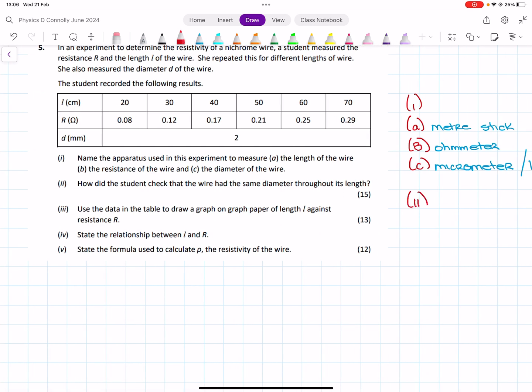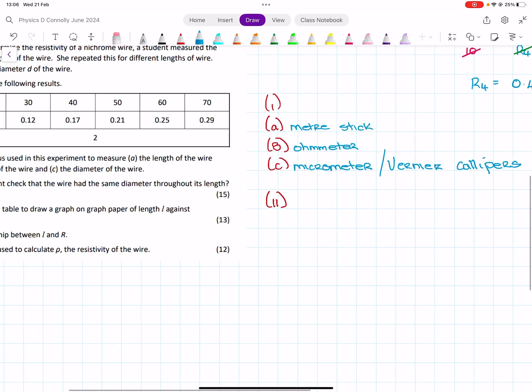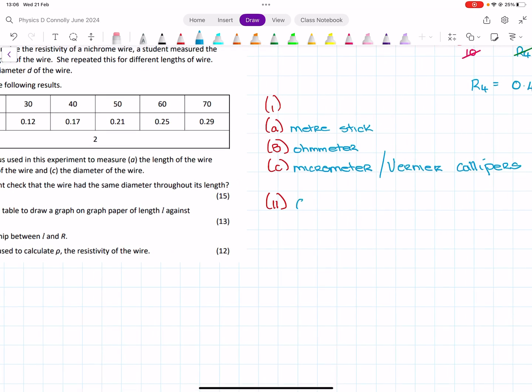Part 2. How did the student check that the wire had the same diameter throughout its length? Measure the diameter at different points and you average.